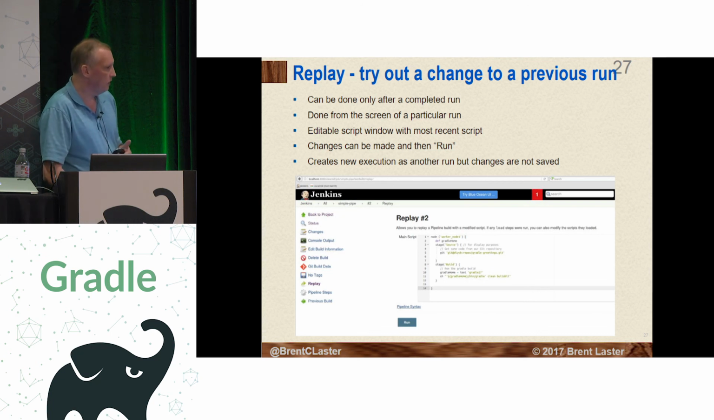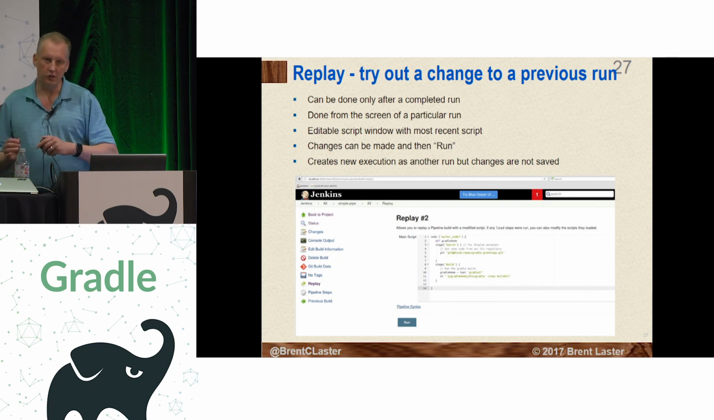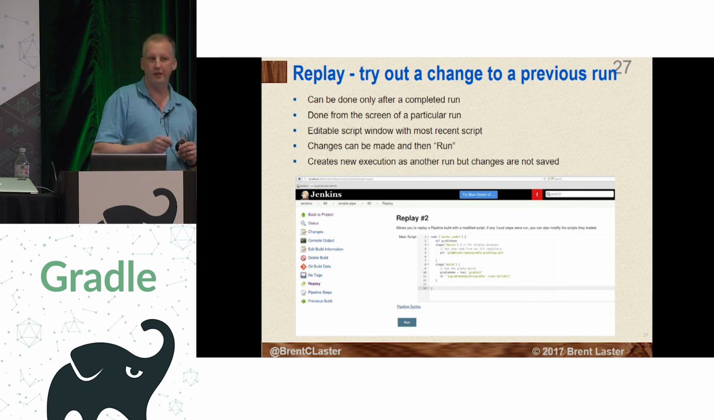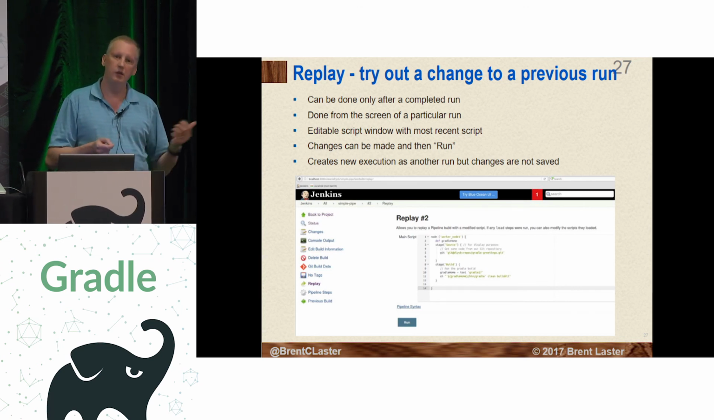Replay, I mention this here because it's nice to know and it doesn't get covered a lot. There is a new functionality in Jenkins 2 called Replay, and what they do with this is give you a way to try something out again. If you have a run that failed and you want to go in and modify the code temporarily and see if you can fix it, you can use Replay.